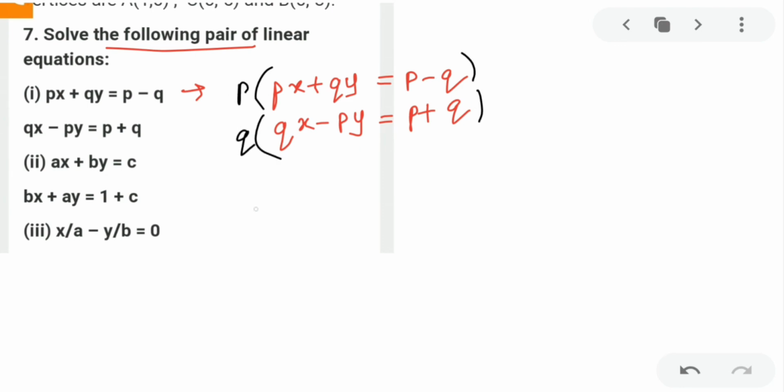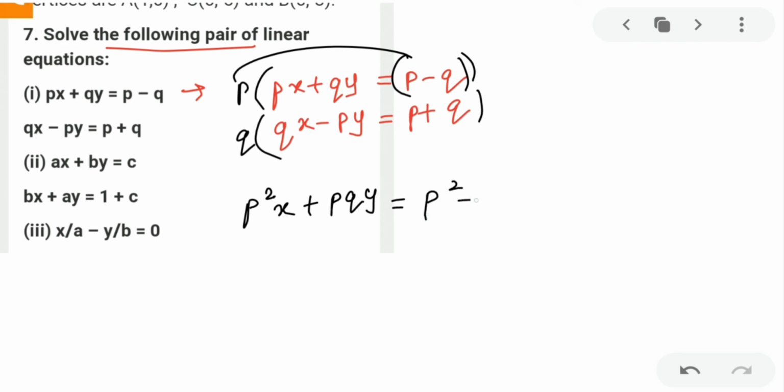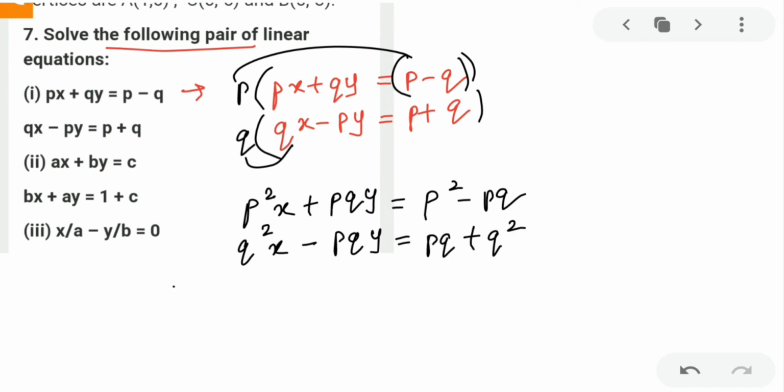the outcome? It will be p square x plus pqy, and this will be multiplied with these both also, so that will be equal to p square minus pq. Am I correct with this? Yes. And again you have to multiply q here, so it will be q square x minus pqy is equal to pq plus q square.